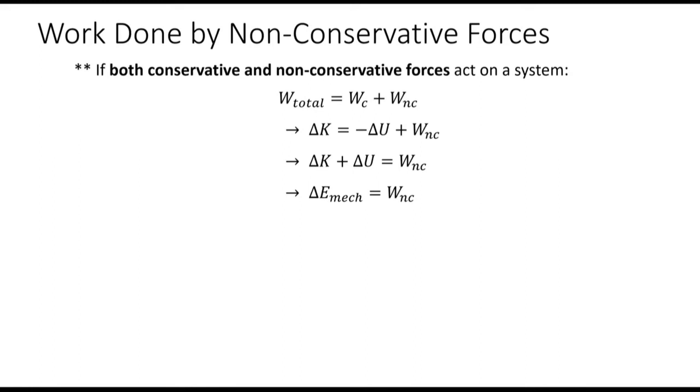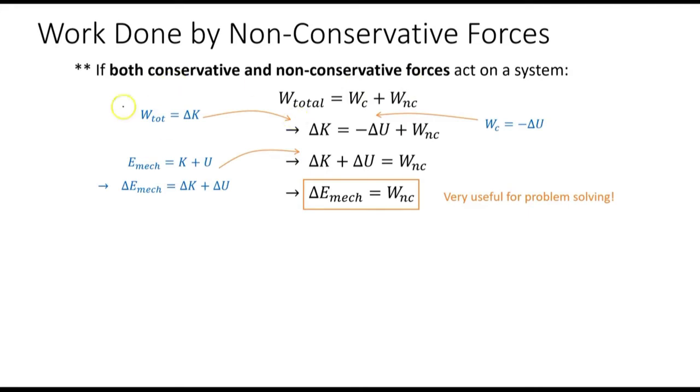Then we know that the total work done on the system is going to be equal to the work done by conservative forces, W_C, plus the work done by non-conservative forces, W_NC. Remember from the work-kinetic energy theorem that the total work done by any type of force is equal to a change in kinetic energy. So W_total is equal to delta K.